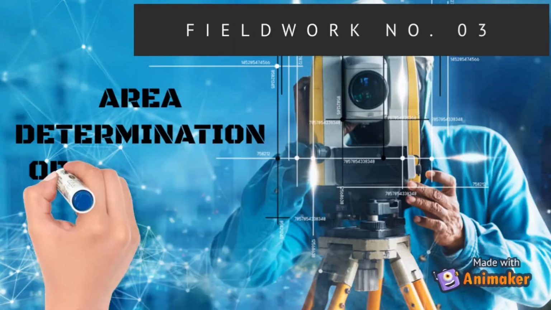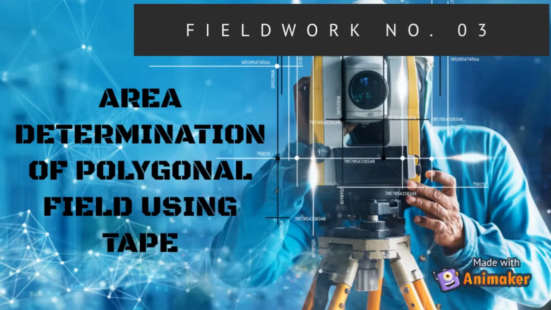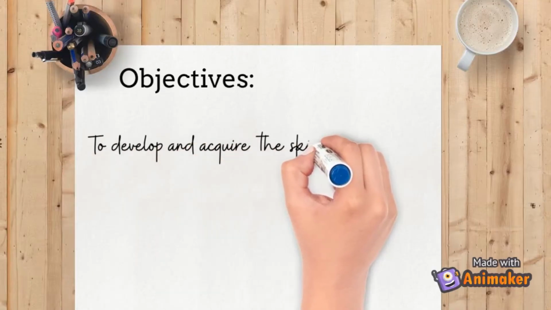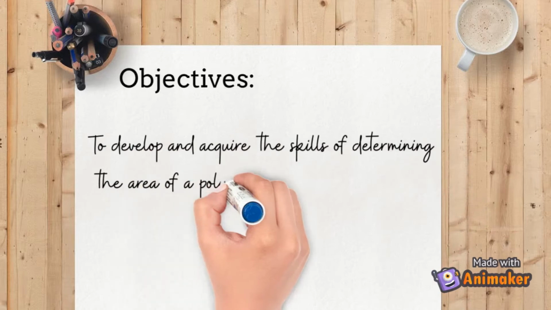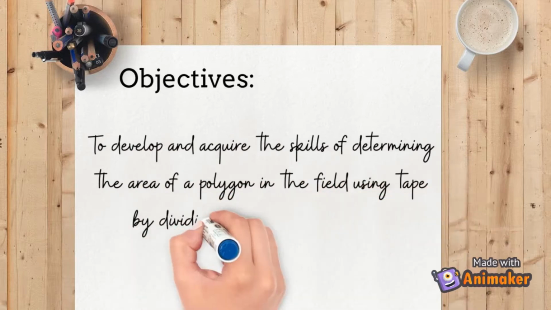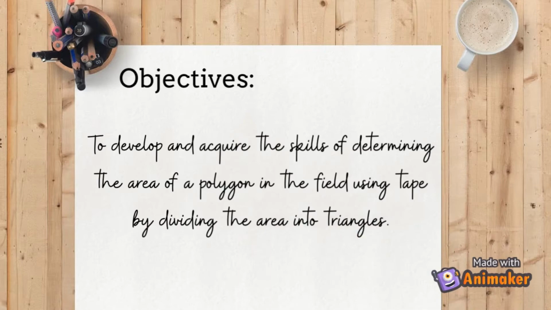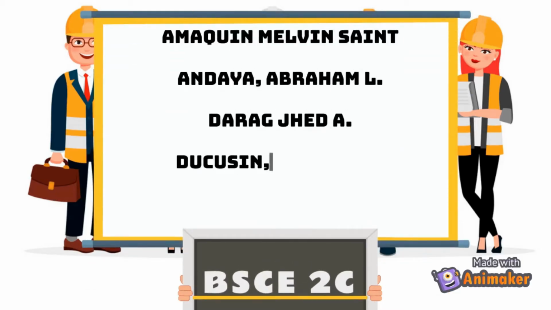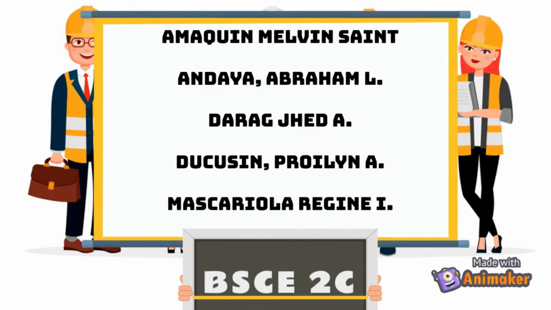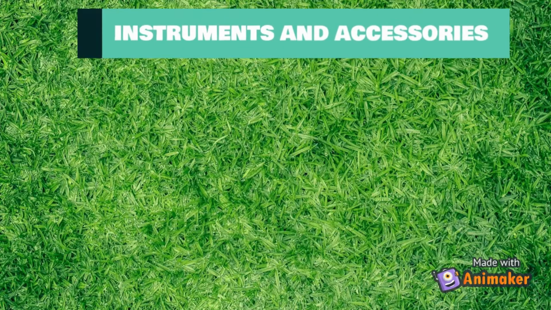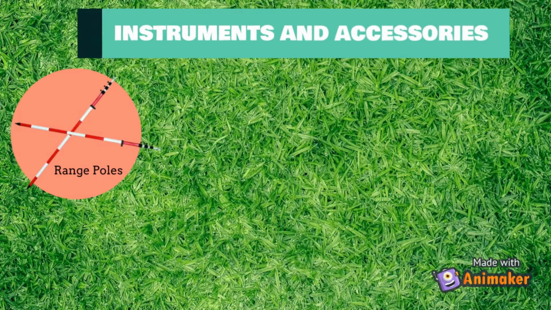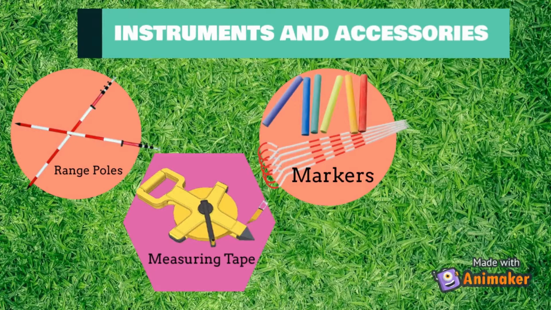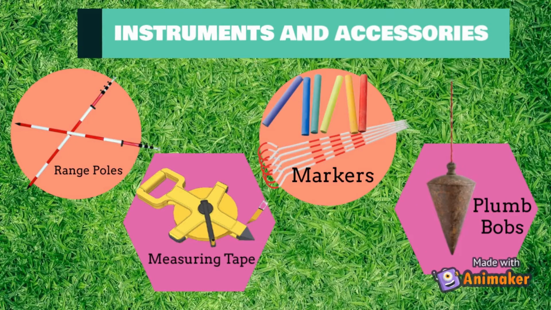Fieldwork exercise number 3. Area determination of polygonal field using tape. Objectives: to develop and acquire the skills of determining the area of a polygon in the field using tape by dividing the area into triangles. The instruments and accessories needed are range poles, measuring tape, markers such as chalk or marking pins, and plumb bobs.